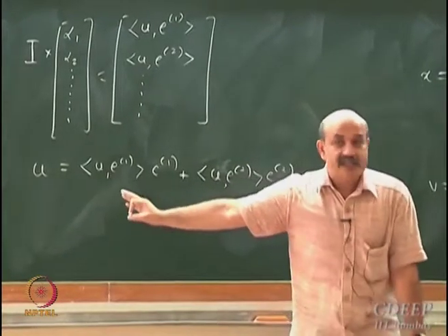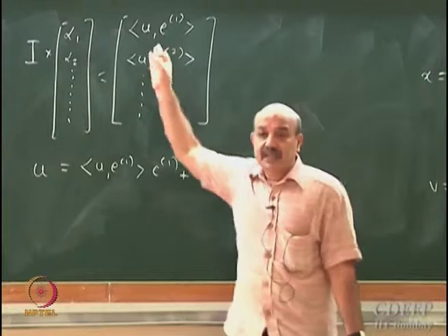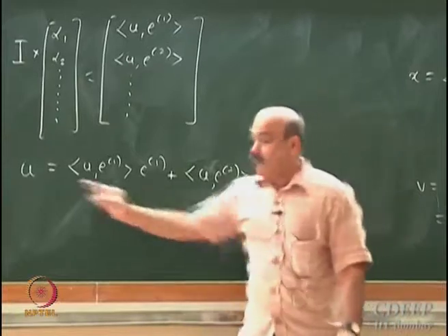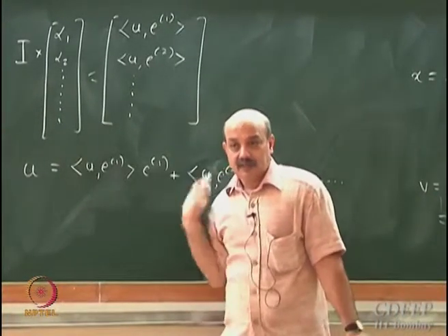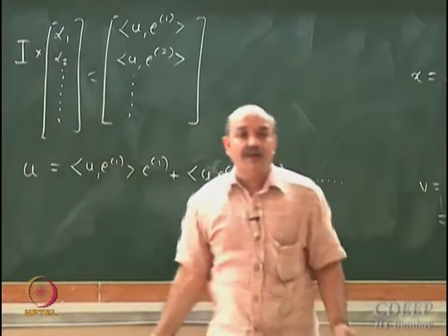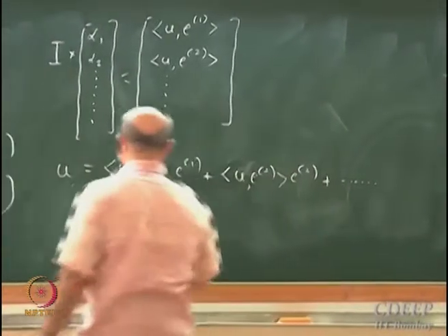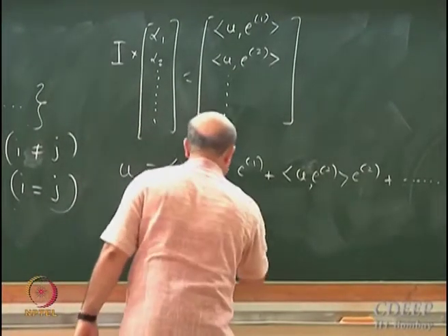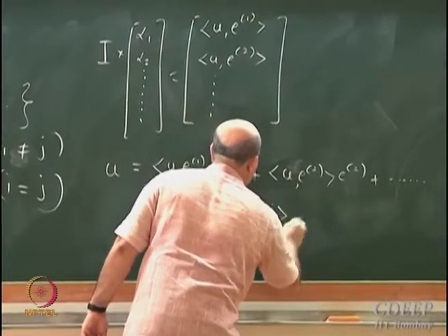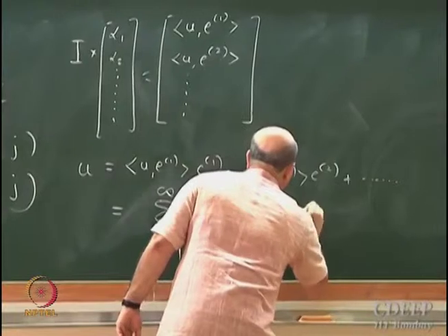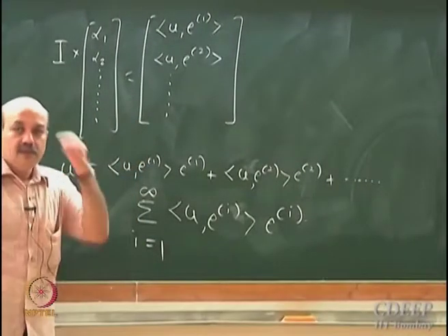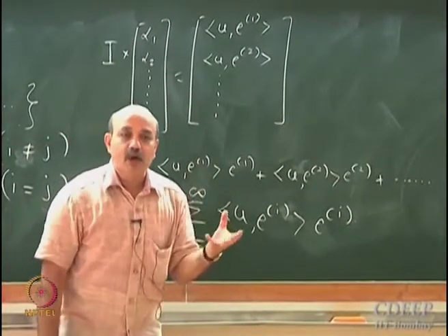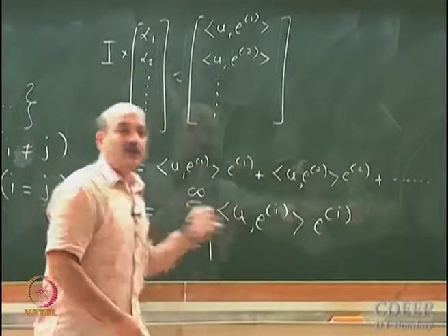Now I am not approximating. When I take this e1, e2, e3, e4, en or e infinity, whatever it is, when I take this as a basis, I am not approximating. It is equality. If you have an infinite basis, you will get an infinite sum here. So this is equal to the sum over i from 1 to infinity of the inner product of u and ei times ei. Actually, what I have written here is the generalized Fourier series expansion of any vector u in terms of an orthonormal basis.